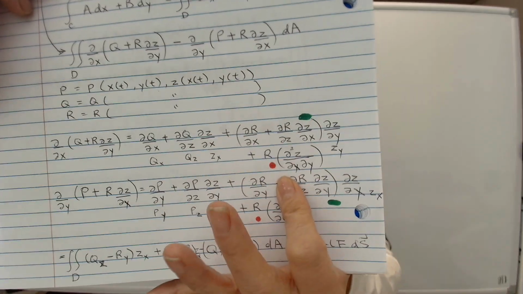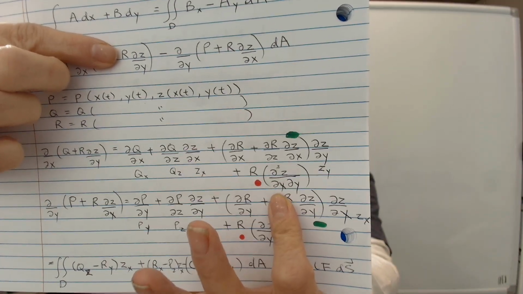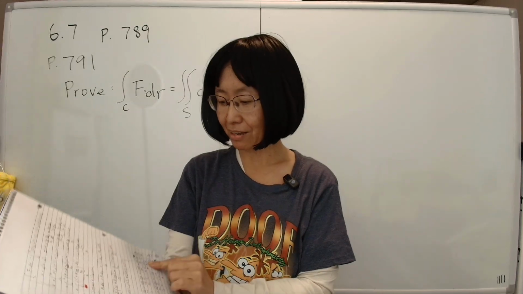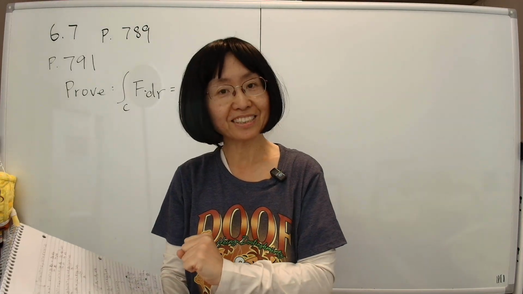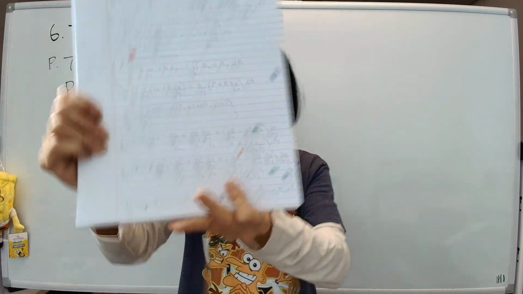So the derivative of partial z partial y with respect to x gives you this thing that is a mixed partial, where you have partial squared z over partial x partial y. So there's all these, oops, sorry.